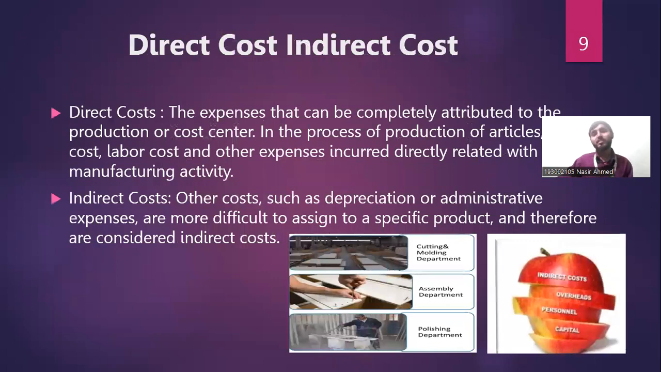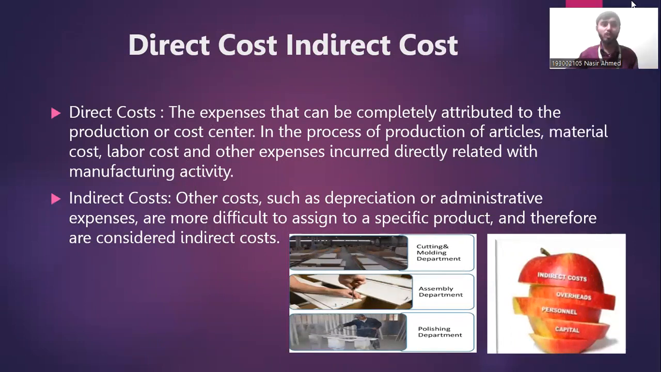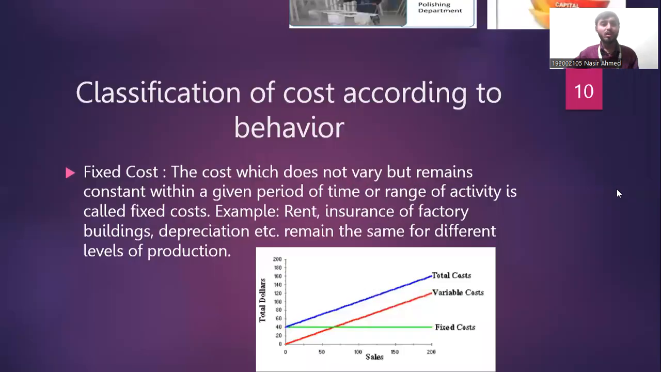Direct cost and indirect cost. Direct cost is the expenses that can be completely attributed to the production or cost center in the process of production of articles, material, and the manufacturing activity. And indirect cost, other costs such as depreciation or administrative expenses are more difficult to assign to a specific product and therefore are considered indirect cost.